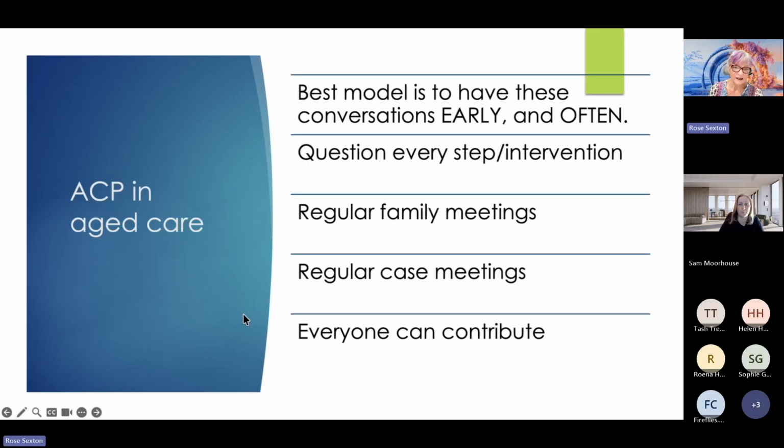So in aged care, the best model is to have these conversations early and often. Just keep on coming back. I think 12 monthly, at least, a review to make sure that nothing's changed. And every time there's a change in condition, have another look at the goals of care or the advanced care plan to make sure that we're still on the right page and heading in the right direction. Question every step, stop and prop. Make sure you're not just assuming that the person wants whatever it is they want.